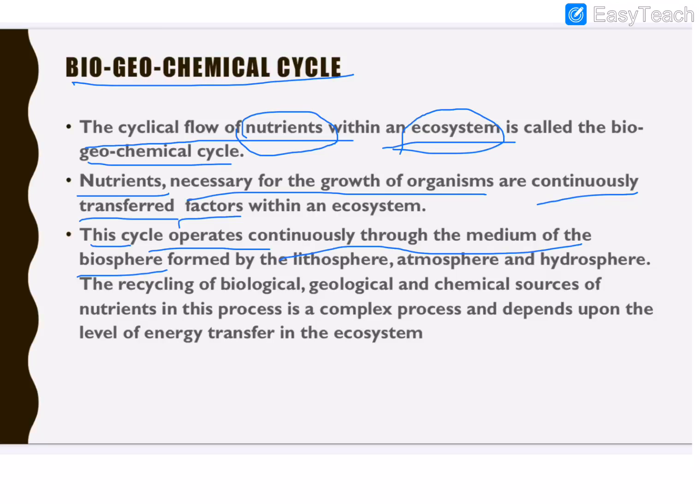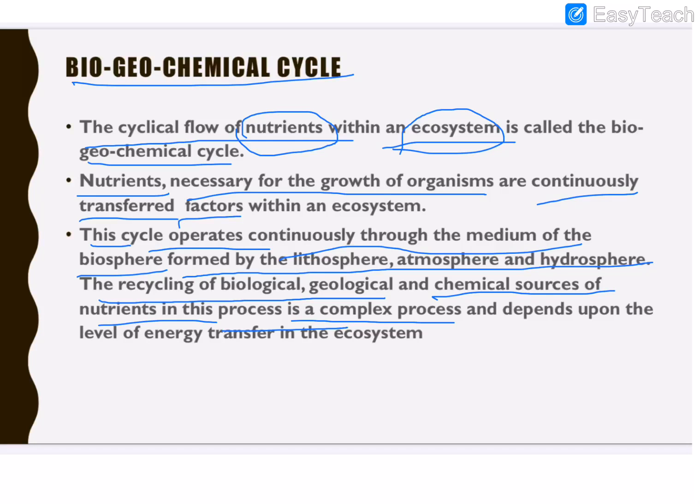So these different cycles, like the carbon cycle, nitrogen cycle and water cycle, these different cyclical biological and chemical processes are operating continuously in our ecosystem. They are formed through the lithosphere, atmosphere and hydrosphere. Medium means it is happening between all the layers of the earth, like the biosphere, lithosphere, atmosphere and hydrosphere. The recycling of biological, geological and chemical resources of nutrients in this process is a complex process.